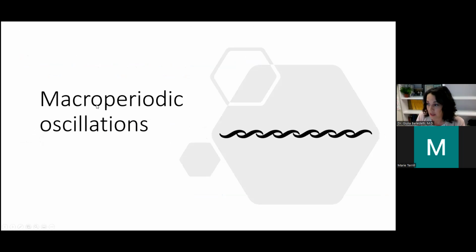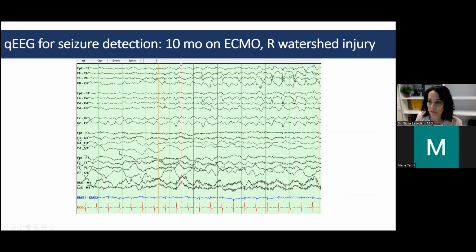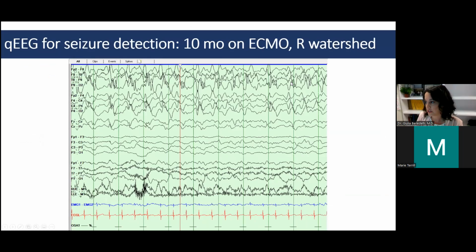I'll end with these macroperiodic oscillations for this ictal emergencies section. This is an exciting rhythm that has recently been described and is still under investigation. So this is a 10-month-old who was on ECMO and had right watershed injury, and her EEG was quite suppressed on the right hemisphere, and she was having frequent seizures out of that hemisphere. So these are her seizures.